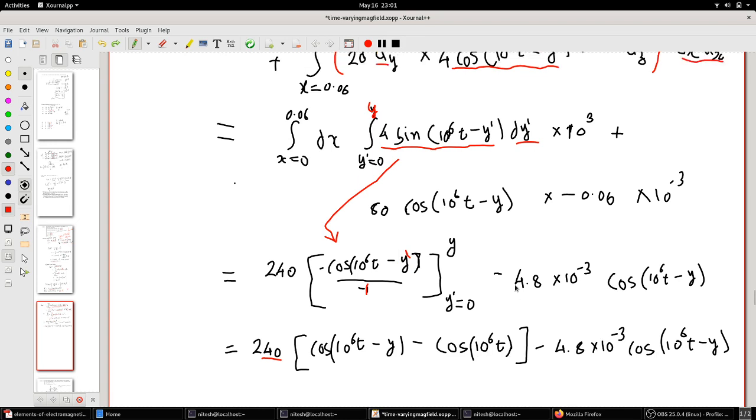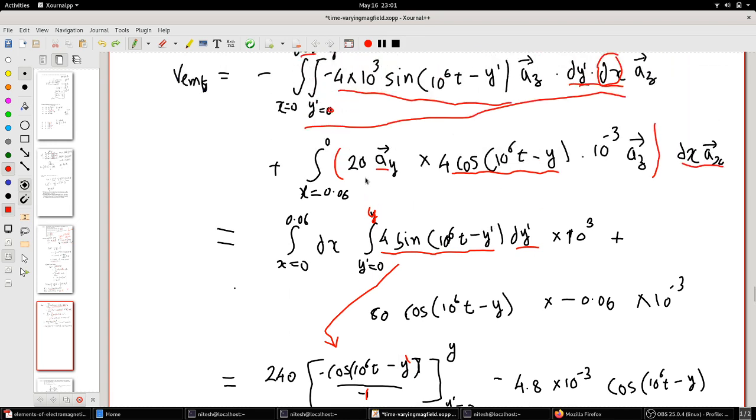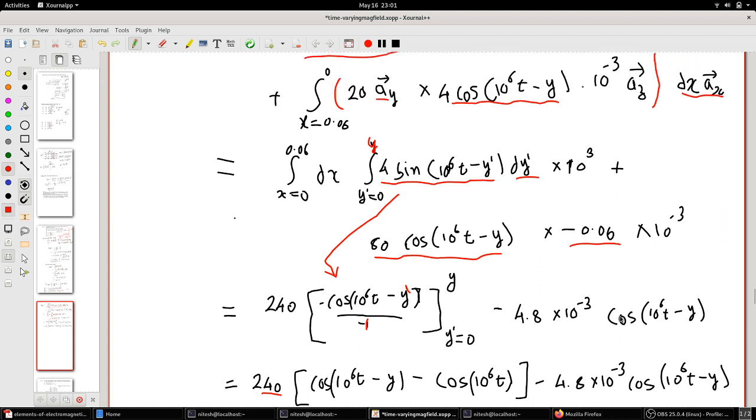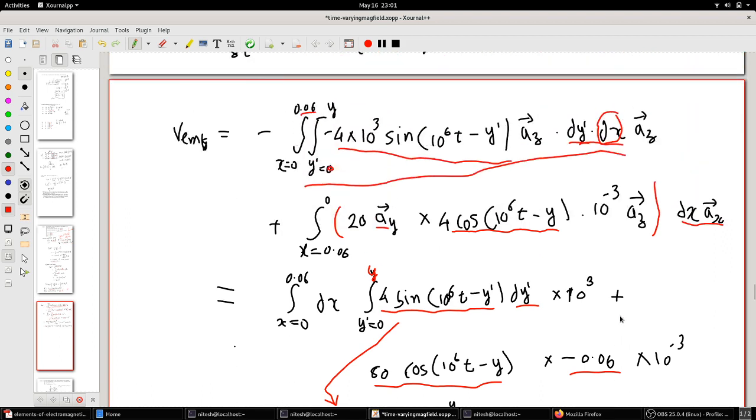Now the other part of the integration will be 80 cos of 10 raised to 6t y, and x equal to 0.06 to 0, dx will give me minus 0.06. Okay, and this will become equal to 4.8 into 10 raised to minus 3 cos of 10 raised to 6t minus y. So if you want to see how this was solved, it's already solved in the book, you can use that part.